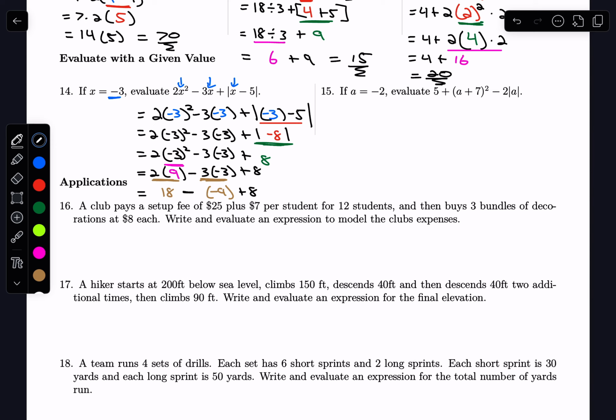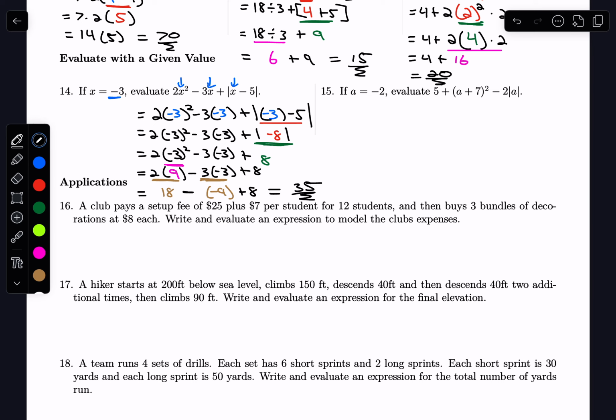Now I can just go ahead and work out the addition and subtraction here. We have 18 minus -9. That's the same thing as 18 plus 9. So this right here gives me 27. 18 plus 9 is 27. And then 27 plus 8 gives me 35. So this all results in 35 as a solution.